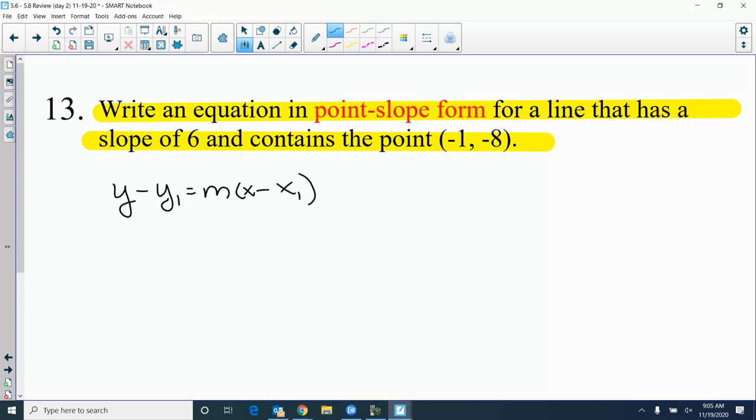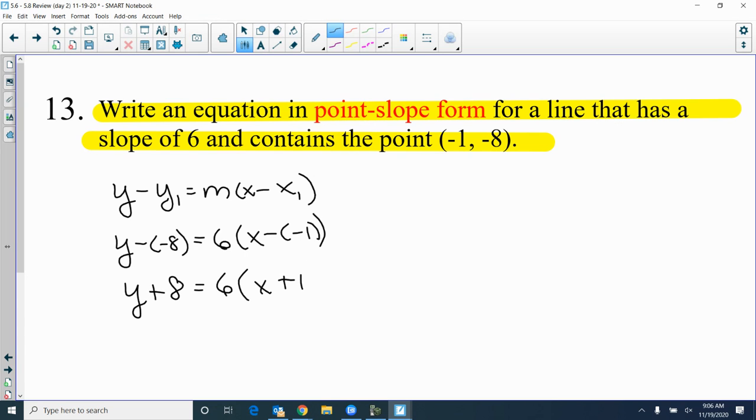Okay, so now -8 goes in for y1. y minus a negative equals 6 times. Now, here's our only rule: you can't leave a double negative, because a minus a negative becomes a what? Plus. So that becomes y plus 8, and then this is 6, and then x plus 1, and that's all you need to do. It says write it in point slope form.